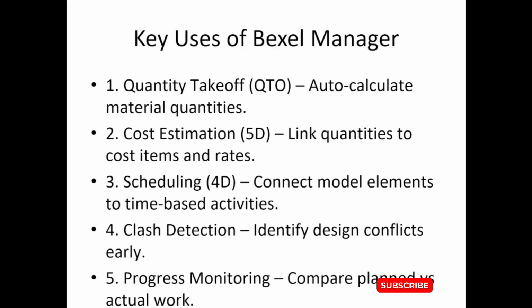Third is scheduling, which is 4D. It connects the model elements to time-based activities. Fourth is clash detection. It identifies design conflicts, for example between the architectural drawing and the structural drawing, showing which elements are in conflict. So that is clash detection. Fifth is progress monitoring, which compares planned and actual work.